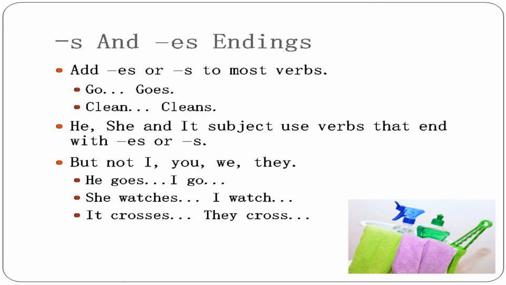So for example, if it's a stressed consonant, like in cross, we add es. If it ends on a consonant, like clean, we just add s. If they end in a vowel, like go, we add es. And some words that have stressed sounds at the end, like ch in watch, we add es at the end of that.